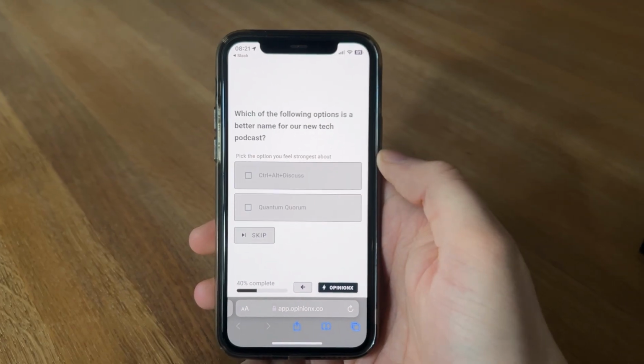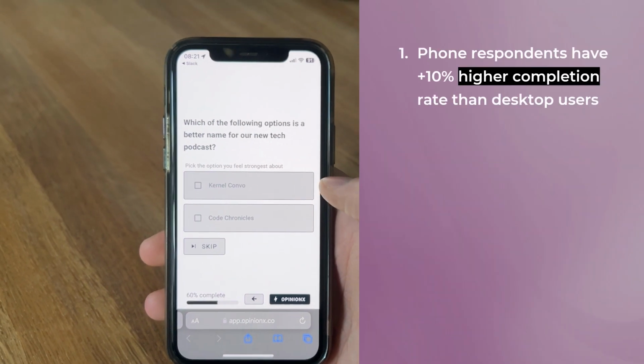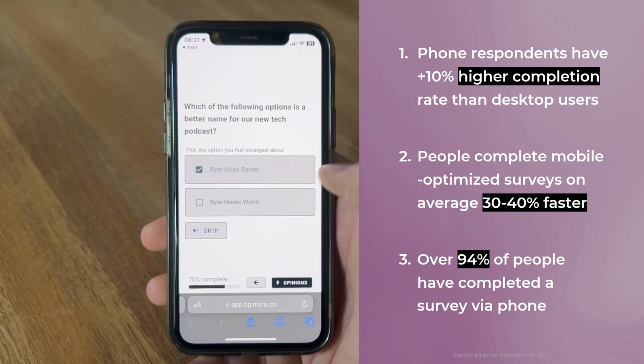Second, mobile phones have become the most common way that people complete surveys today. The easier it is to do your survey on a phone or tablet, the higher your survey's completion rate is going to be.